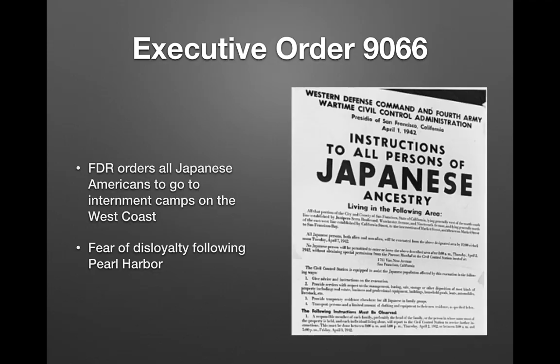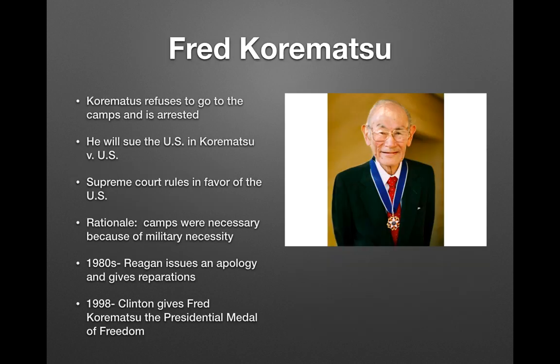Shortly after the war begins in 1942, FDR is going to order all Japanese Americans to go to internment camps. Now, if we say Japanese American, they're of Japanese descent, but they're born here. They're citizens, entitled to every right, but because of Executive Order 9066, they have to leave their home and possessions and jobs and go to these camps. The reason is there's a fear of disloyalty following Pearl Harbor.